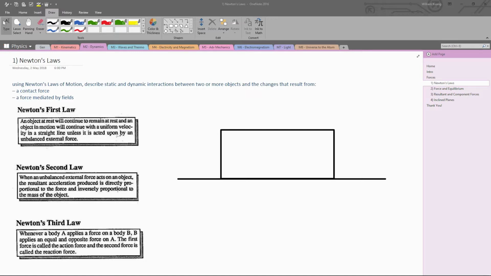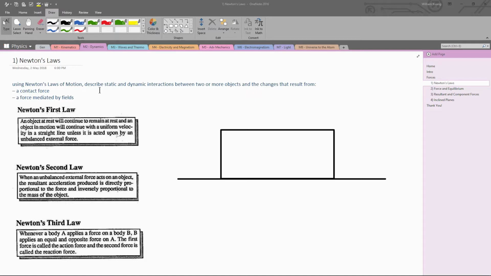First off, the New South Wales syllabus wants you to use Newton's three laws to be able to describe static and dynamic interactions between two or more objects and the changes that result from a contact force and a force mediated by fields. All right, what is Newton's three laws?